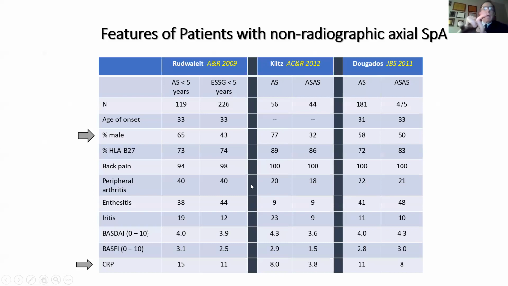And what we found was that they were similar in a lot of clinical features, except that there was a much lower proportion of males in the 3 groups that had axial SpA compared to ankylosing spondylitis, and that there was a substantially higher CRP, C-reactive protein, in those with ankylosing spondylitis compared to those with axial spondyloarthritis.